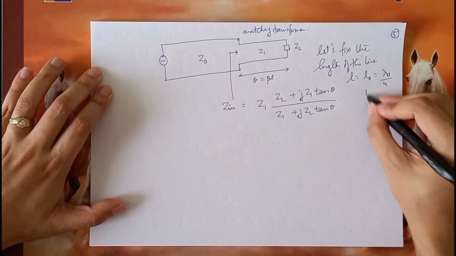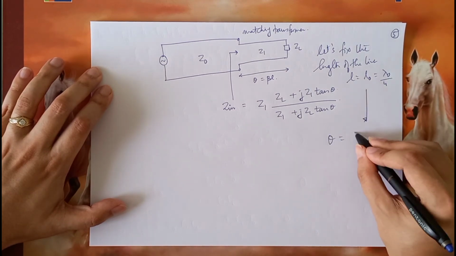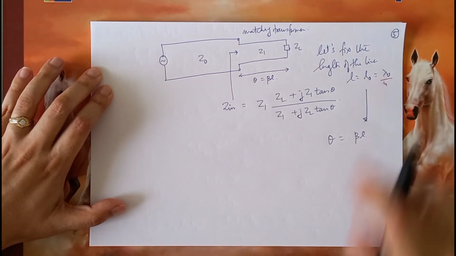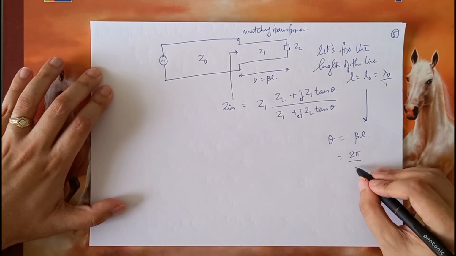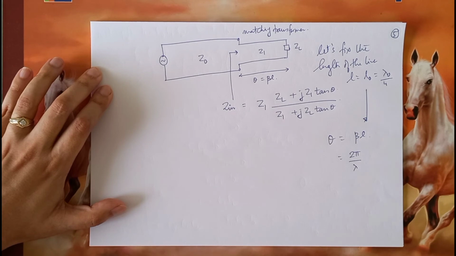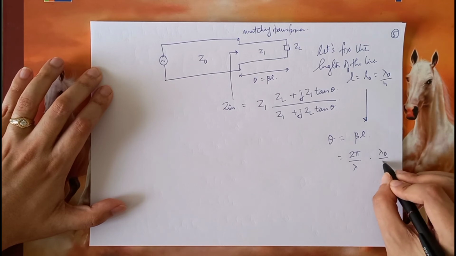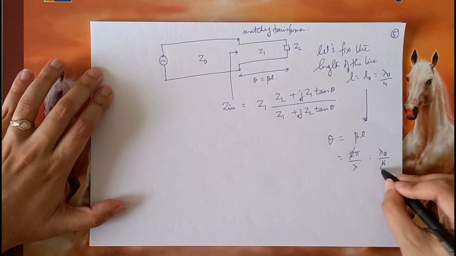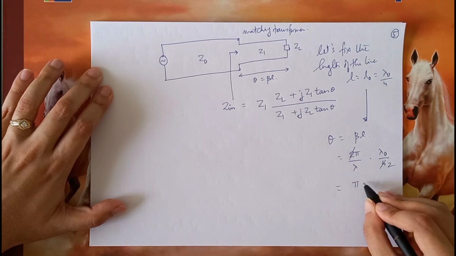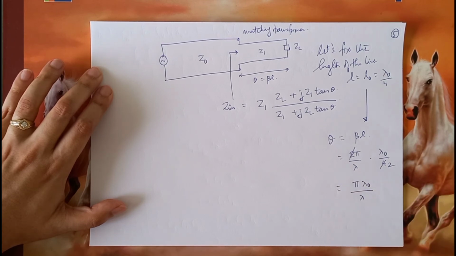So therefore, we can say theta is beta times L. L is lambda 0 by 4. And if you assume there is a wave of unknown wavelength lambda, which is traveling along the line, lambda may or may not be equal to lambda 0. This is what we can write. This is pi lambda 0 divided by 2 lambda.